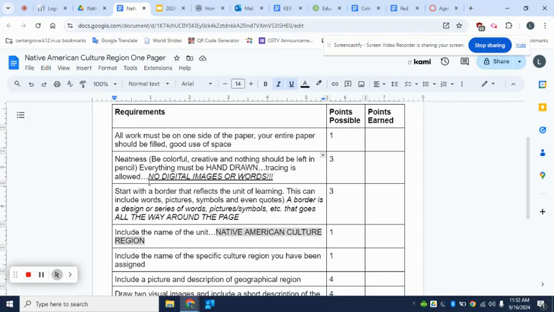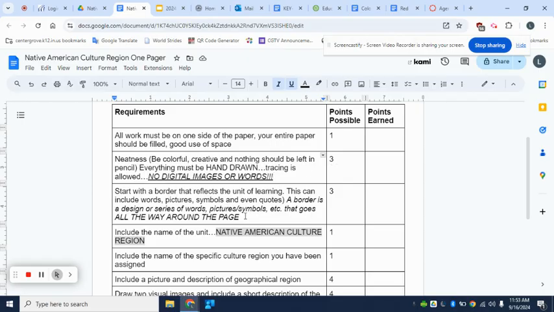You are not allowed to include any digital images or digital words. Again, everything must be hand-drawn. A good thing to do would be maybe draw and do everything in pencil and then go over it in pen afterwards. Okay, because remember, nothing should be left in pencil either. Okay, total points possible for that requirement would be 3 points.